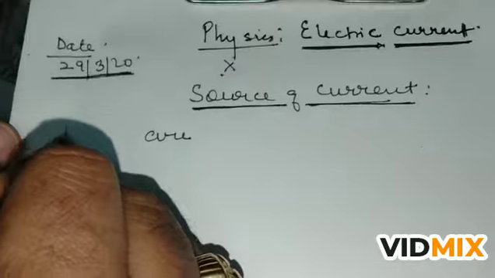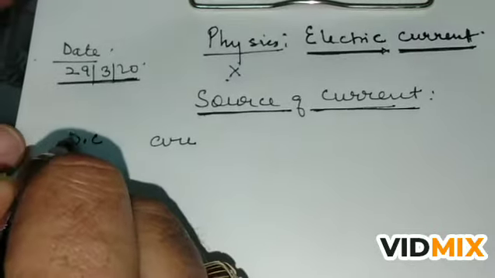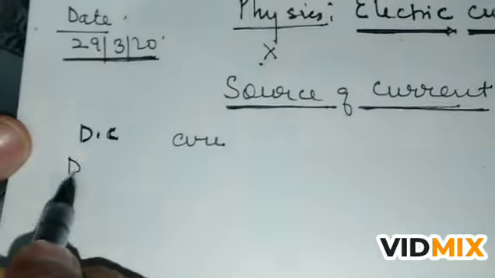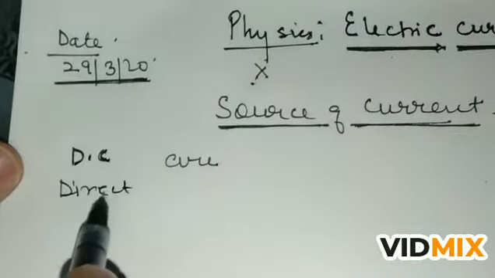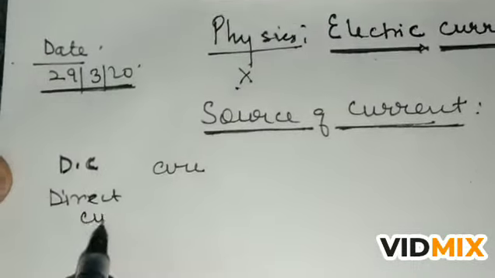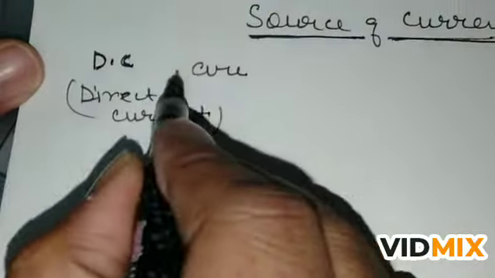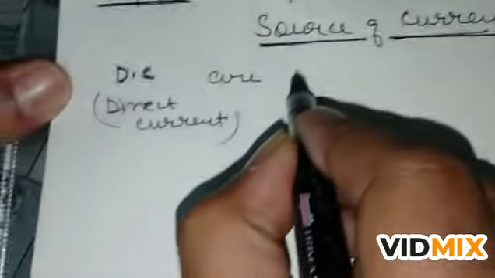The source of DC. You listen the word DC and AC. DC for direct current. The source of DC or direct current are cells.